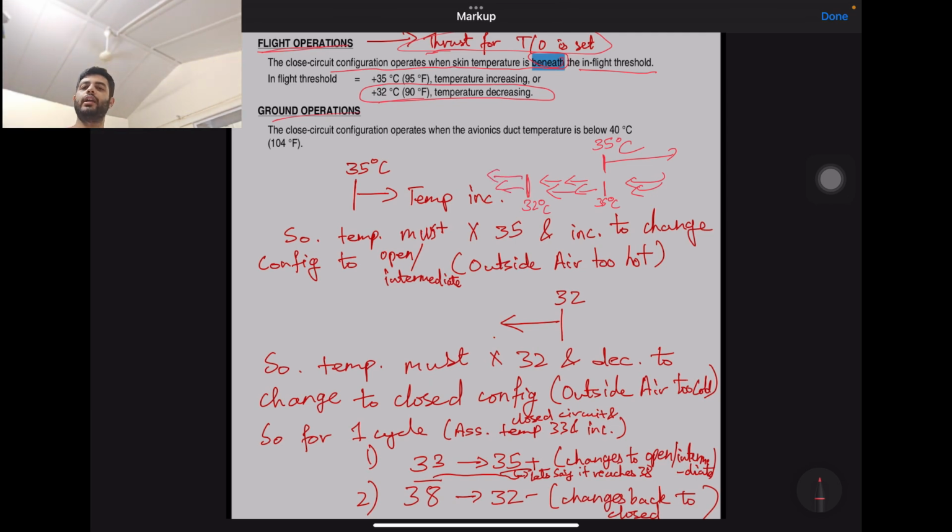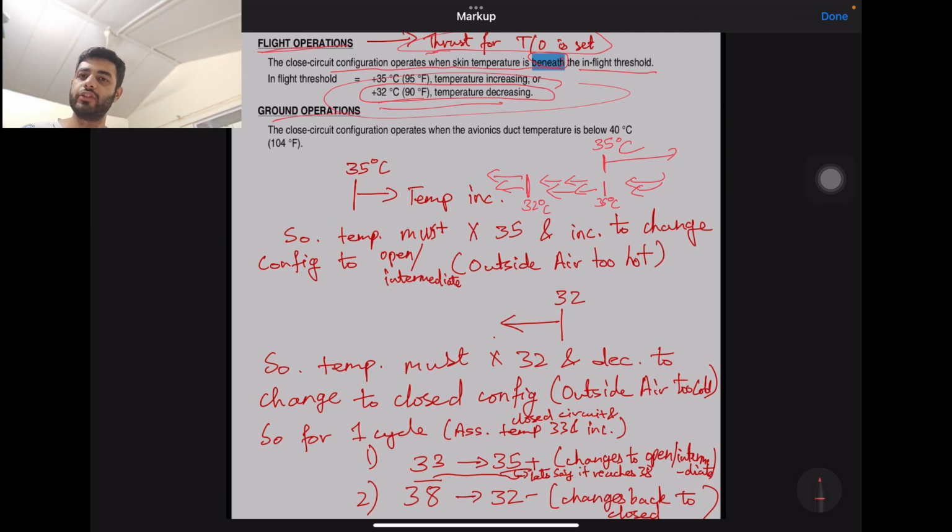Then it will say, okay, you have reached 32 degrees Celsius and temperature is decreasing, might as well close that small skin air outlet flap. Okay, so that's how this is supposed to be decoded. People get confused on how this gets decoded. Okay, 35 degrees Celsius and temperature increasing.